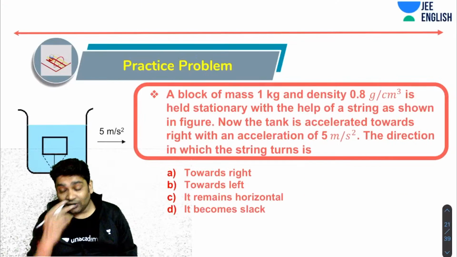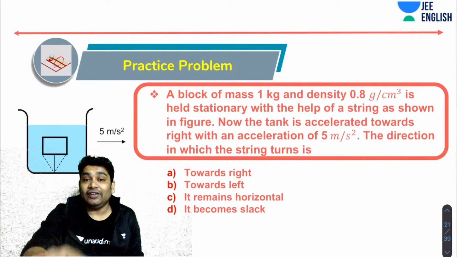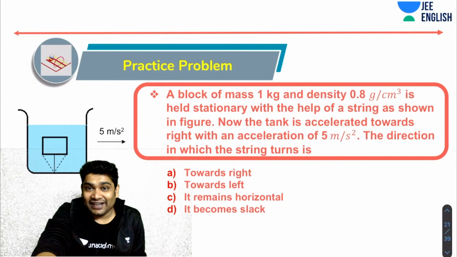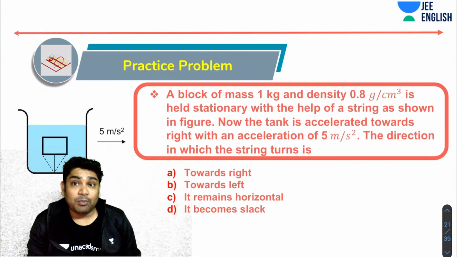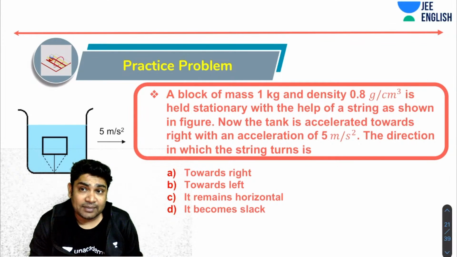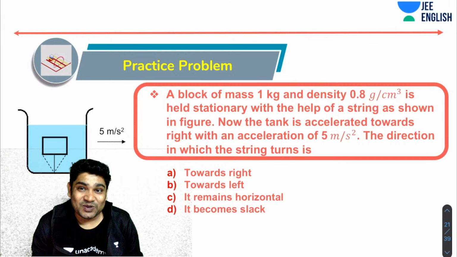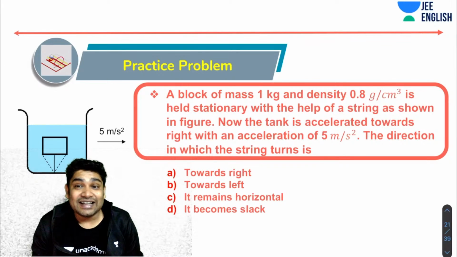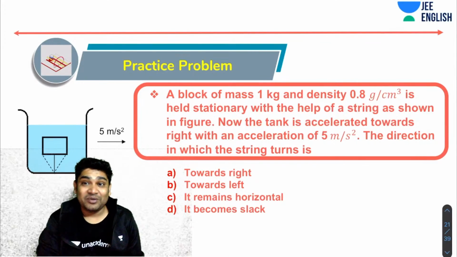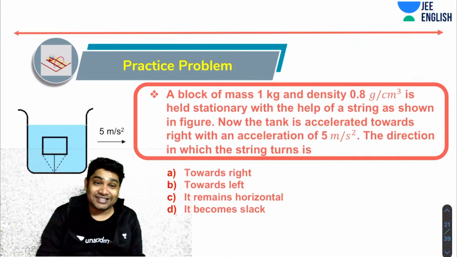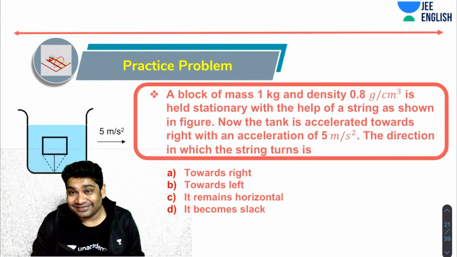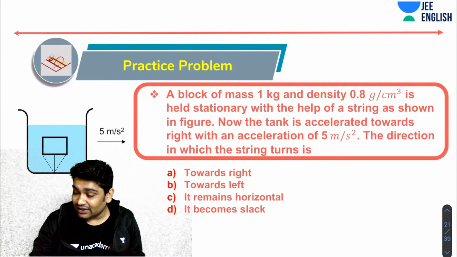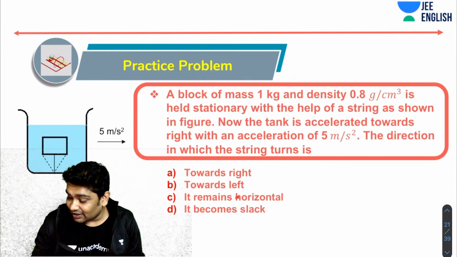All right. Now let's move on to the next one. Again, a very interesting typical situation, which is very likely to be asked in Advanced, even in Mains for that matter. So here you've been told that a block of mass 1 kg and a density 0.1 gram per centimeter cube is held stationary with the help of a string as shown in the figure. Now the tank is accelerated towards right with an acceleration of 5 meter per second square. Then the direction in which the string turns is? So in which direction will the string turn? Towards right, towards left, it remains vertical, it becomes slack.